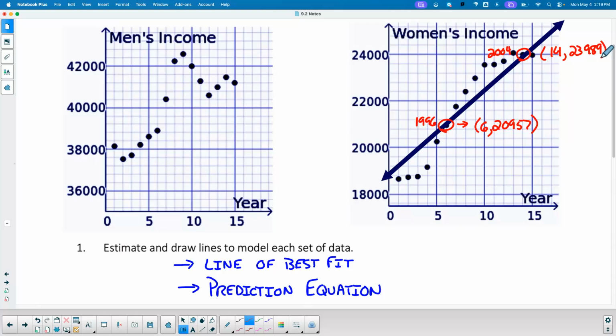Step number 1 to finding the equation of a line is find the slope first. How do I go about finding the slope? Subtract the y's over subtract the x's.